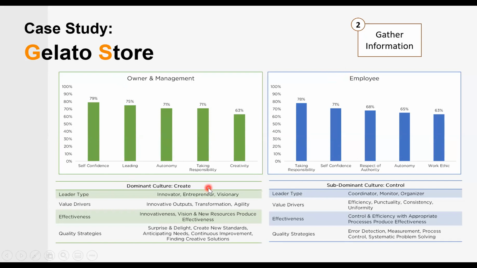What does create mean? So in terms of culture, there are actually 4 dominant cultures. The first one is create. There is control, and there is collaborate, and then there is compete. Create is basically a culture where you are able to create everything that you want. It's a creative culture. Usually this type of culture is found in a company like Apple or like Google. And then we found out that in this gelato store, interestingly, the dominant culture is create.